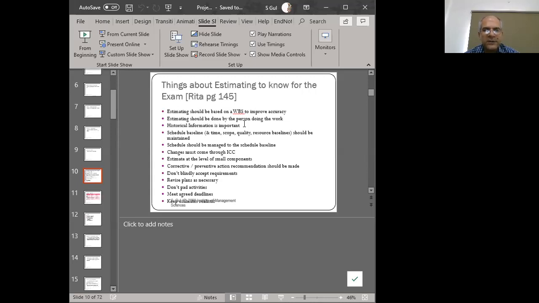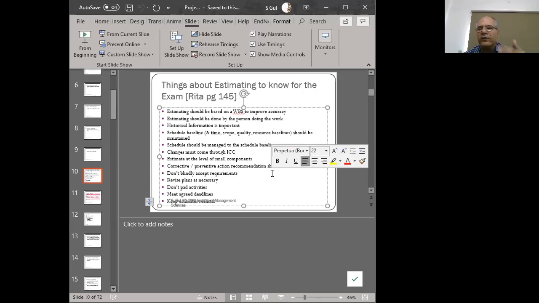The scheduling of the project should be managed to the schedule baseline. So once you have your schedule, you've got your estimates, you've aligned your activities, and then you've pasted them on the Gantt chart and put in your holidays and vacations, etc. Then you have to make sure that you manage it according to that. So the Gantt chart is basically giving you your schedule baseline, and you have to make sure that you do that.